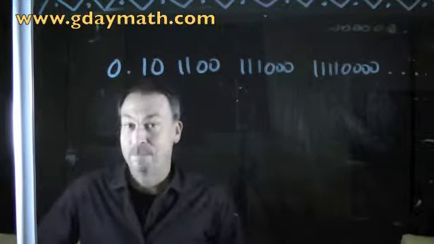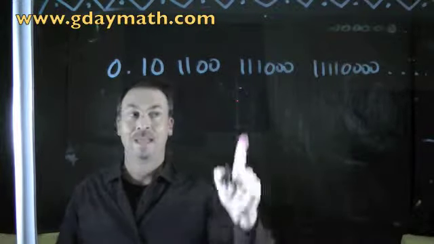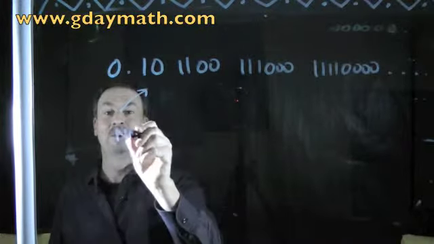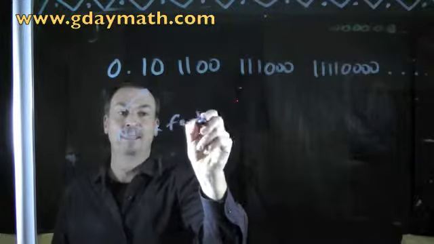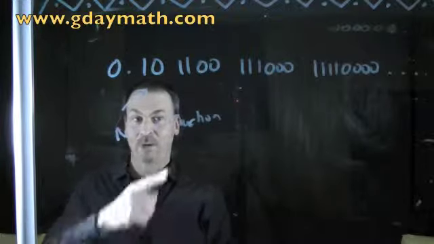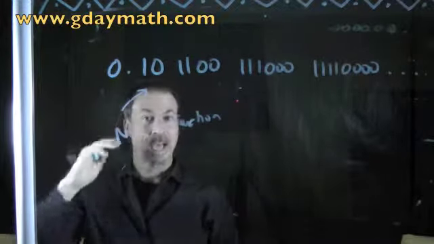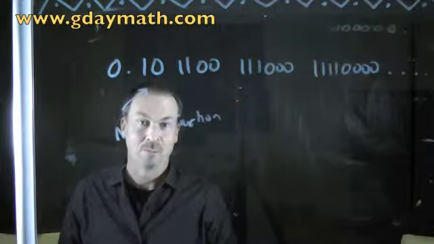This decimal definitely has a pattern to it. I made the pattern very clear, but it's not a repeating pattern. That means this guy is not a fraction. Whatever this number is, it's not a fraction. It's called an irrational number. Fractions are called rationals, ratios of whole numbers, and something that's irrational means literally not rational.